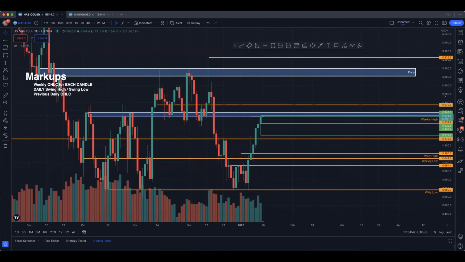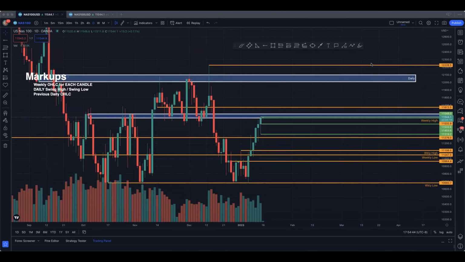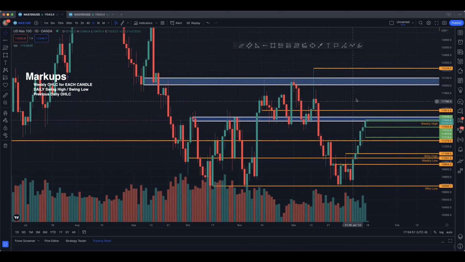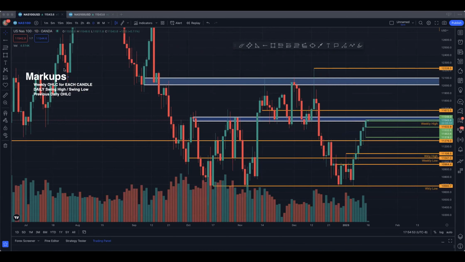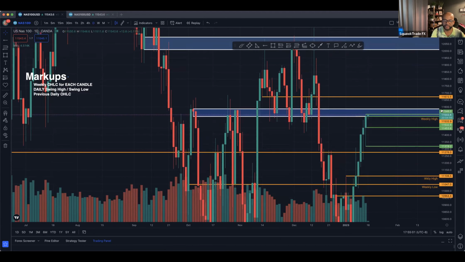Okay. Thank you. Quick question, Squawk. When you have it typed out weekly open, high, low, close for each candle, how many candles are we talking about? I guess I just thought it was the previous week. No, it's not just the previous week. There's no given number. I go back to at least where I've got enough zones below me and enough zones above me.